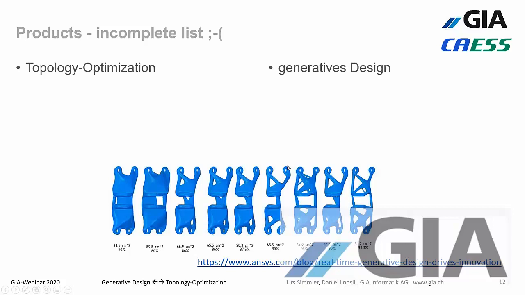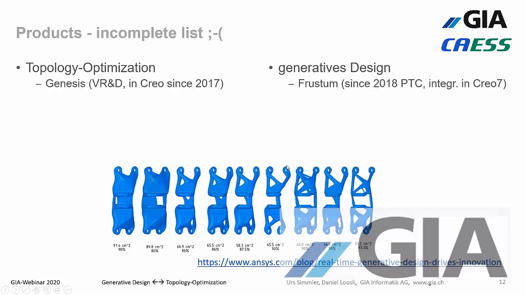Here is an incomplete list of products for topology optimization and generative design. Let's talk a little bit about Creo solutions. We have had topology optimization from VRNT in Creo Parametric for 3 years, and 2 years ago PTC bought the company Frustum, and their product will be integrated in Creo 7.0.2, coming out in about 6 months.